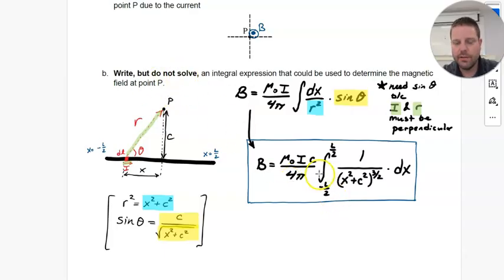So we got to make sure on those that we put the limits in. Those are always going to be emphasized. And the limits here would be, since we're integrating from negative L over 2 all the way to L over 2, those have to be our limits.